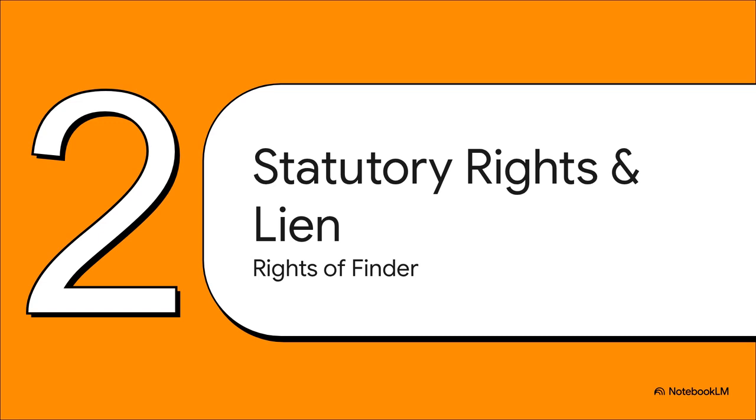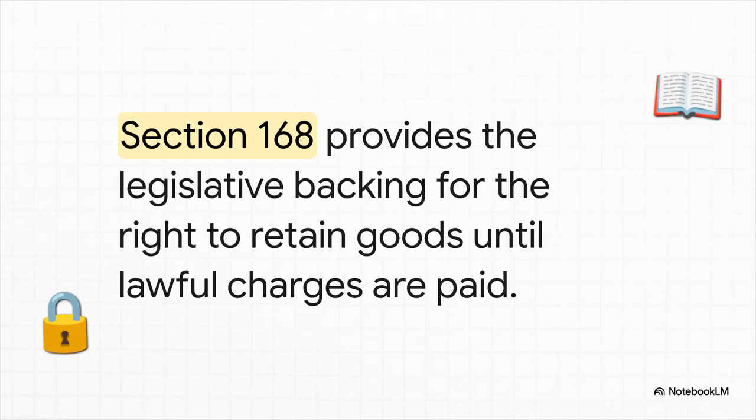Okay, moving to the core body of your answer script, write down heading number 2, statutory rights and lien. Make sure it's bold and clear. Right next to that heading, write down Section 168. Spotlight Section 168 aloud in your mind as you write it. I instruct you to place this statutory marker directly next to your point on lien. Section 168 provides the legislative backing for the finder's right to retain the goods against the whole world, including the true owner, until very specific conditions are met.